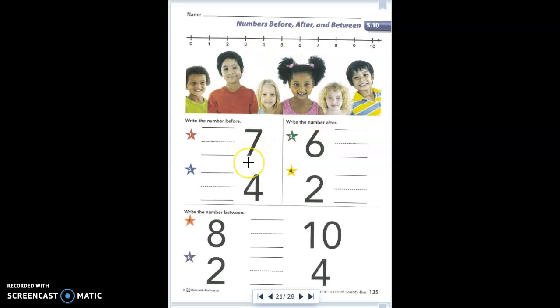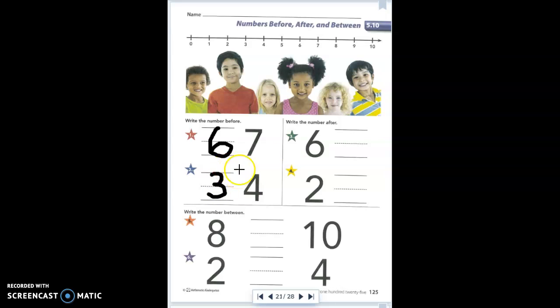All right? So if I'm looking for the number that comes before 7, I could either count backwards, or I could use the number line to help me. So if I'm starting at 7 and I move back or to the left, the number that comes right before 7 would be 6. I can also just count backwards, 7, 6. Moving to number 2, they give me the number 4. Well, I can look at the number line, and if I move left on the number line, I notice that 3 comes before 4. You may not need to use the number line. You may already know this.